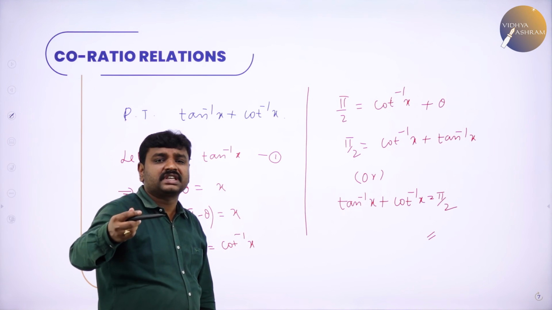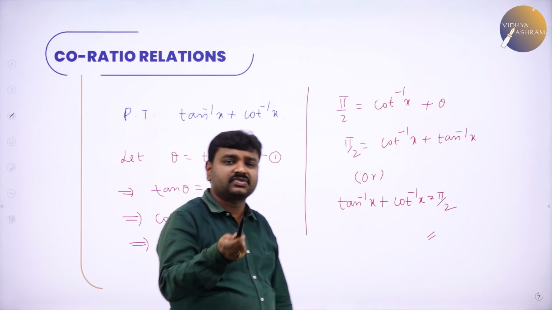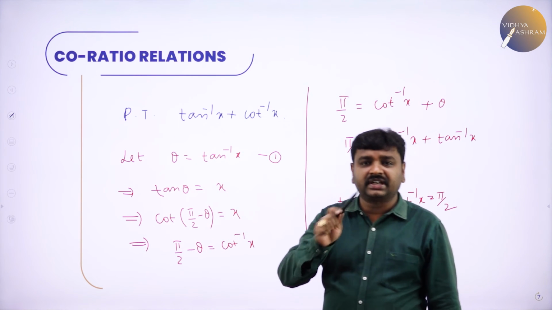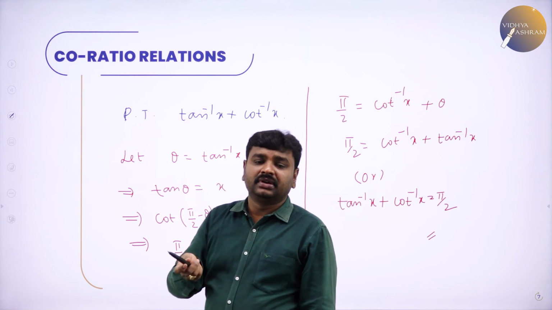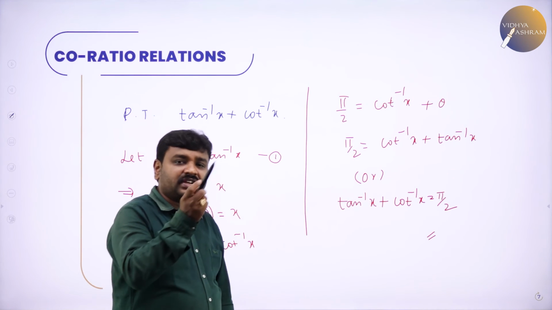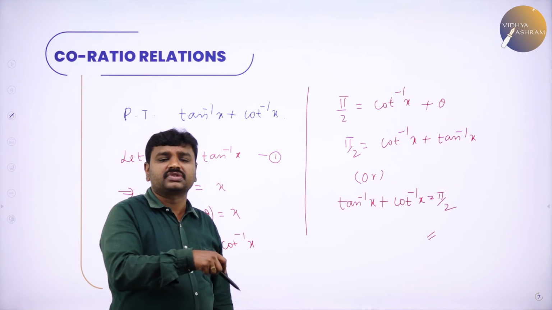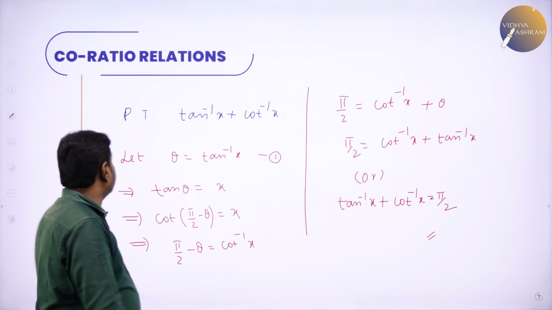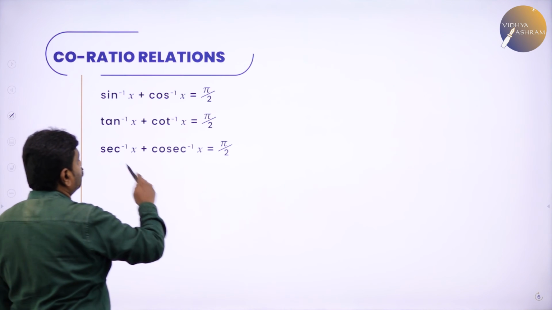Similarly, you can prove secant inverse x plus cosecant inverse x is what? Pi by 2. Take secant inverse x as theta, and theta becomes secant inverse x, secant theta becomes x. Secant theta can be written as cosecant of 90 minus theta. Rearrange, you will get it. Now your task is to remember all these co-ratio relations.